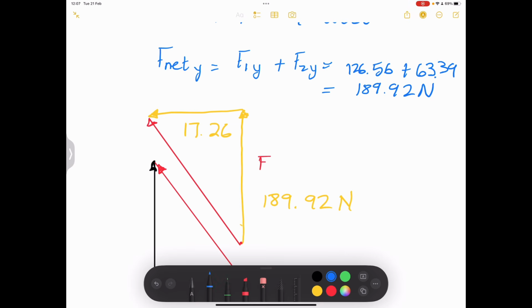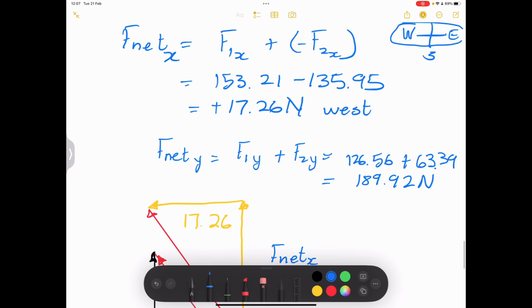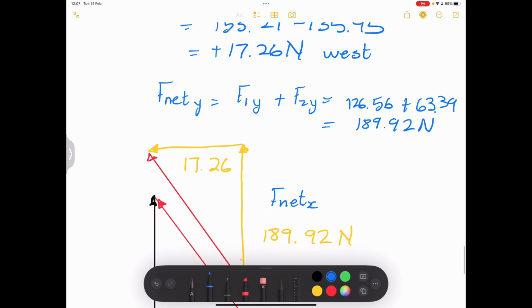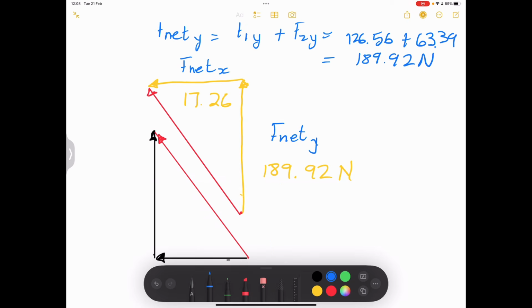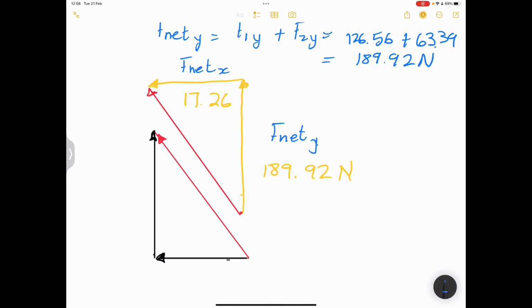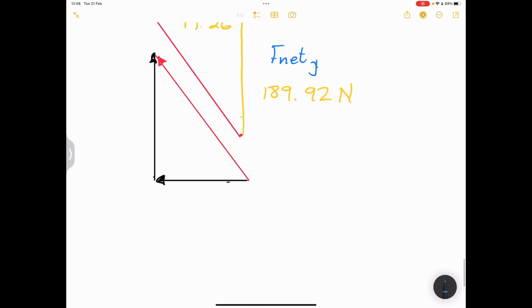Let me just, for continuity, make sure we maintain. Right. So in this case, I've got F net in the X direction, which was 189.92. That's in the Y dimension. And this is F net in the X dimension, which was 17.26. Ladies and gents, I want us to try and calculate that quickly so that we can get to the conclusion of this.